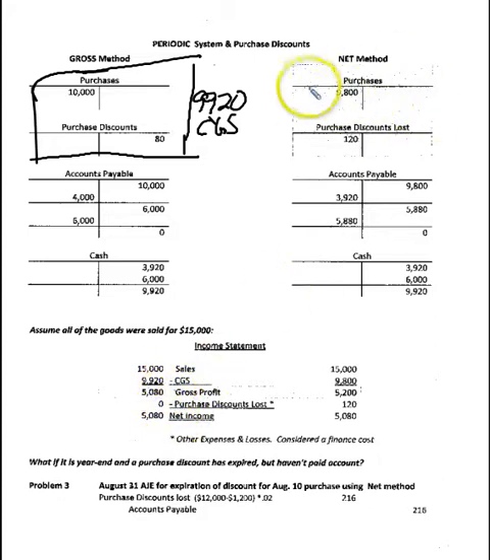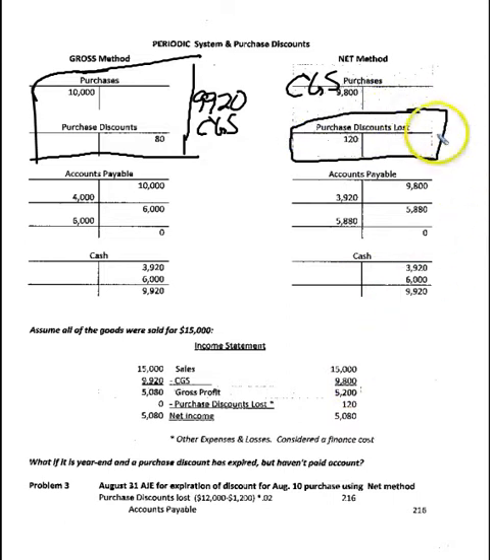Over on this method, though, we don't have a purchase discount, and we're going to record cost of goods sold at $9,800. This purchase discount lost is going to go down with other expenses of $120. So it's going to be considered a financing cost in the other category on the income statement. So just to point that out.